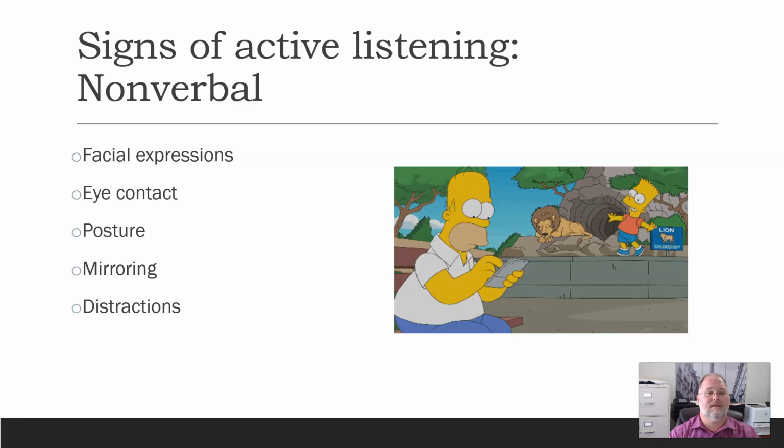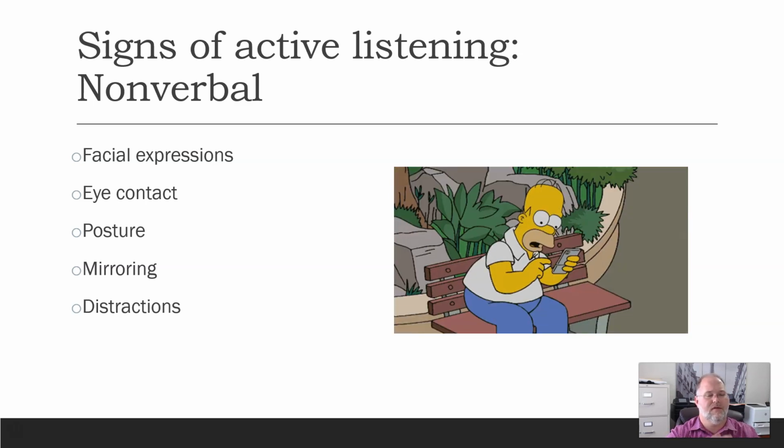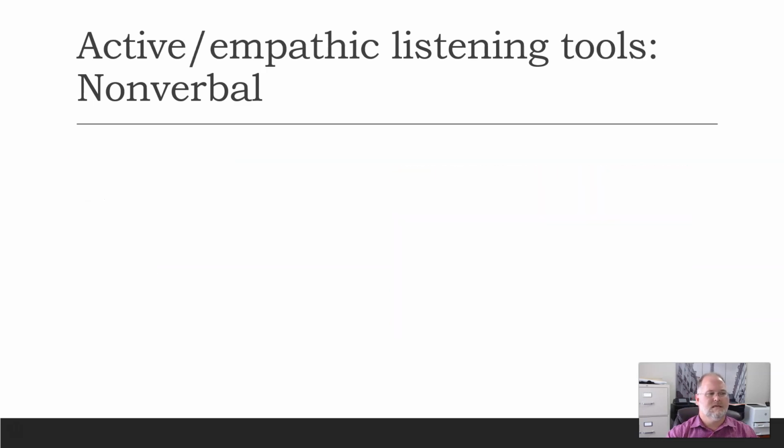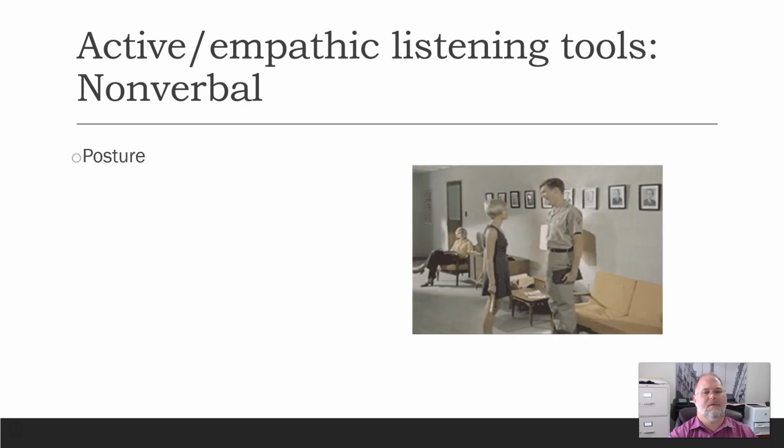So if someone's actively listening to you, they put down their phone, they put the other things away, they're leaning in, and they're doing all those things. So let's talk about some of these tools that we're going to get into on active listening. First and foremost, let's talk about posture.